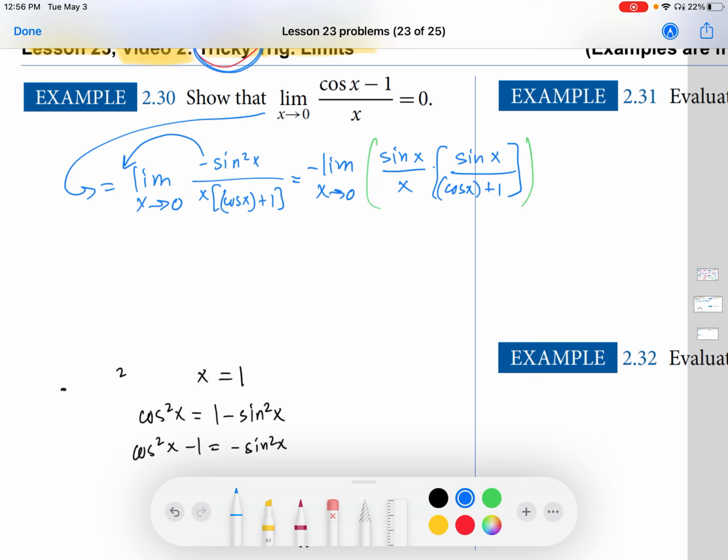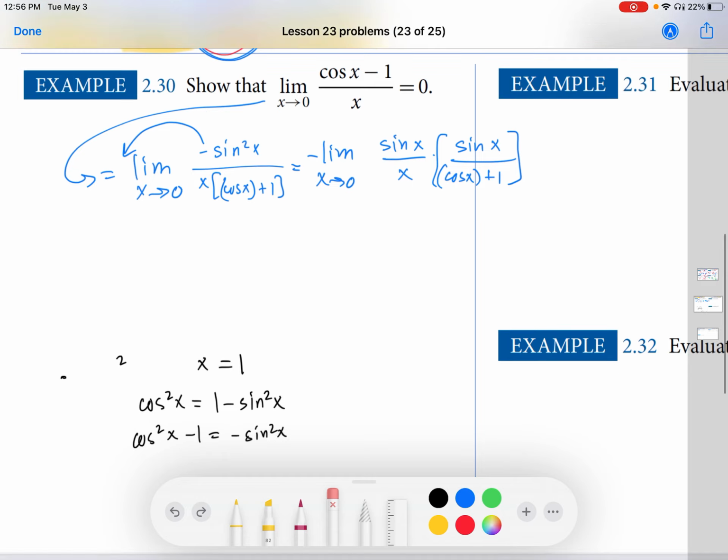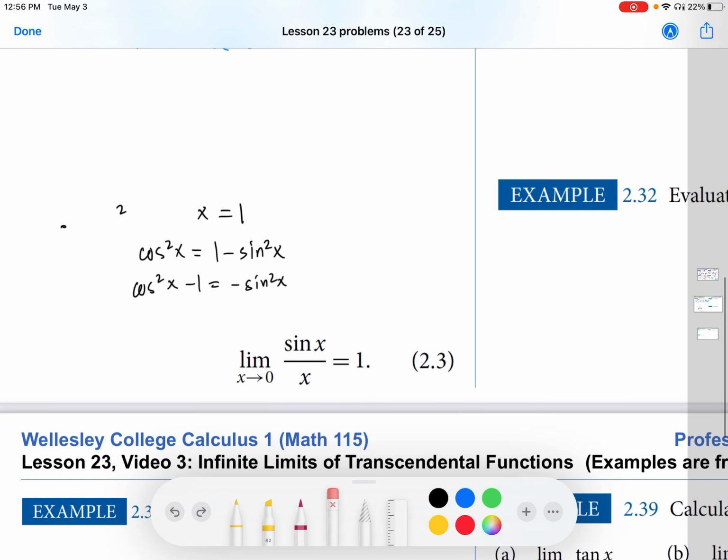Okay, so what have I done? I took sine squared x and I split it into sine x times sine x. Then I chose to keep the x with this first factor over here and to dump everything else into the second factor. Why would I choose to do that? Well, the reason is what I've written down here.